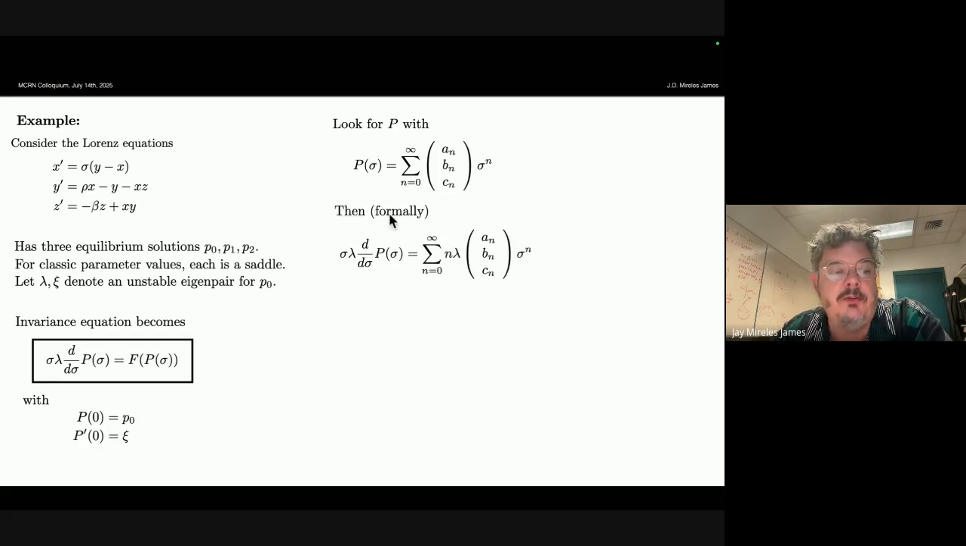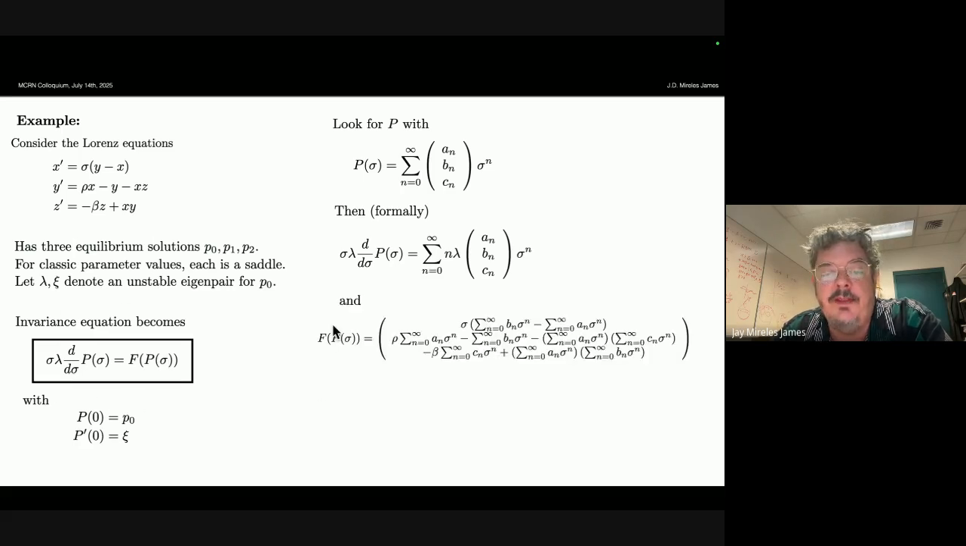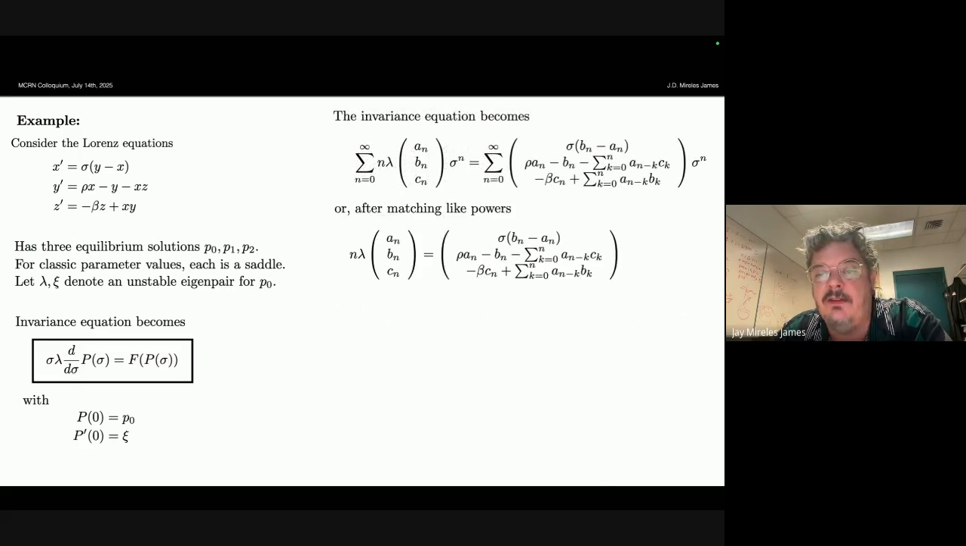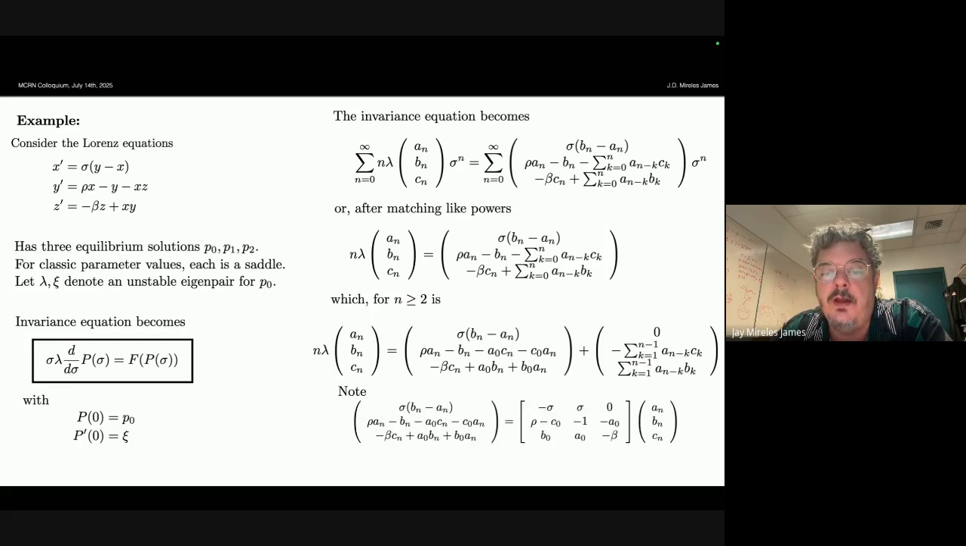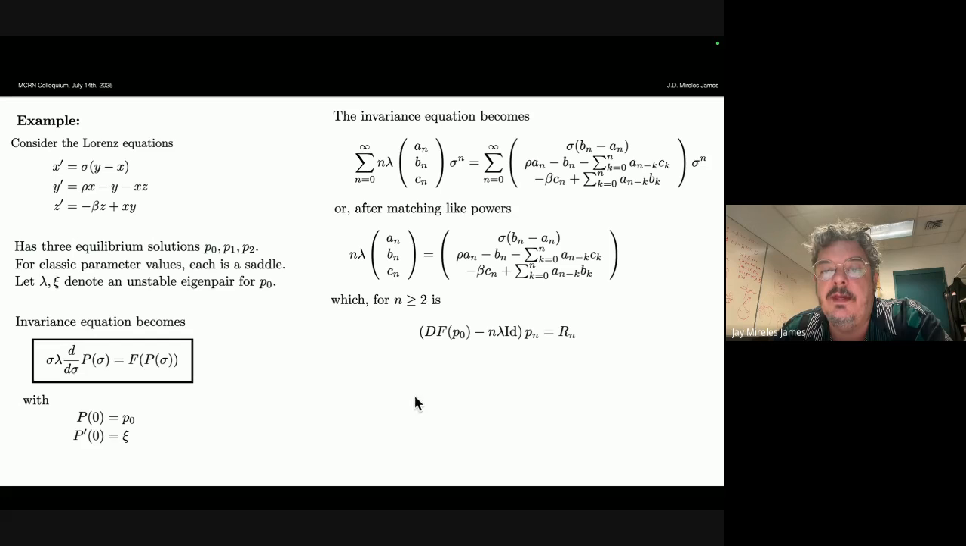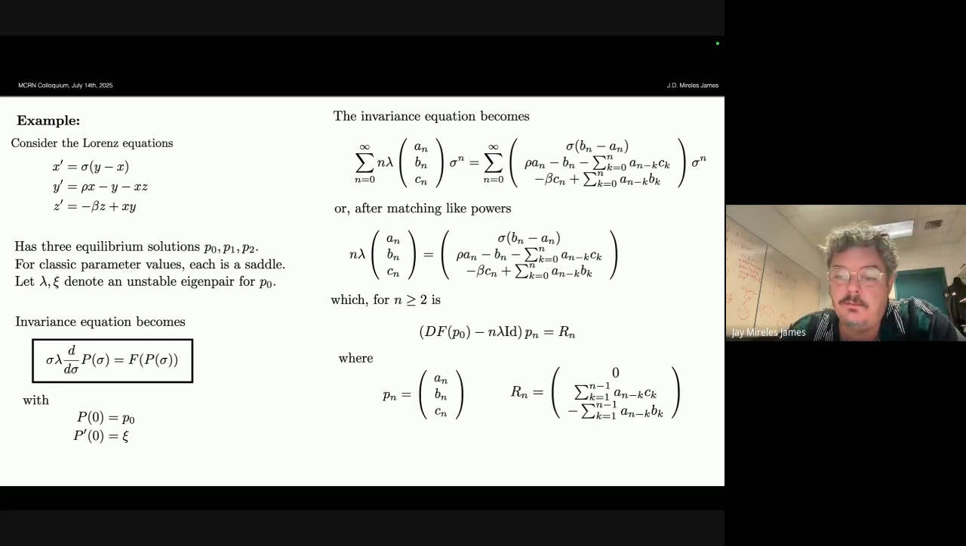We plug the power series into this invariance equation, and exactly the same kinds of things happen as before, and we end up with linear equations recursively defining the coefficients of our parameterization. This time, instead of a lambda to the n, we have an n times lambda, but otherwise we have very similar equations for these manifolds for the ODEs instead of the maps.